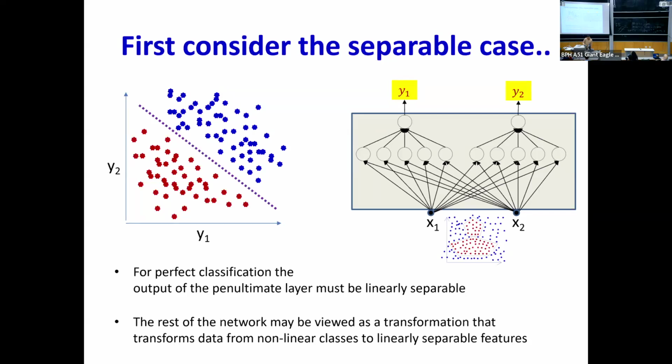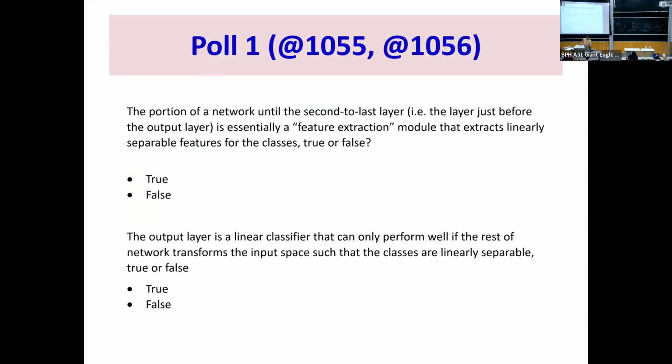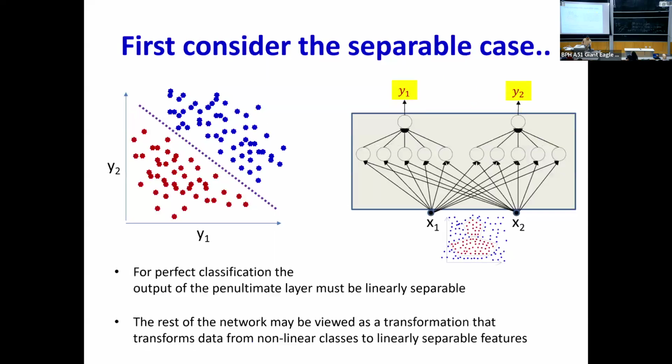So, this means that this portion of the network, which goes up to the penultimate layer, everything except the output layer, can be viewed as a transformation that transforms the data from nonlinear classes to linearly separable features. And so this, wait before we get here. So this we said was true for sufficient structures, right? That's what I started off assuming.